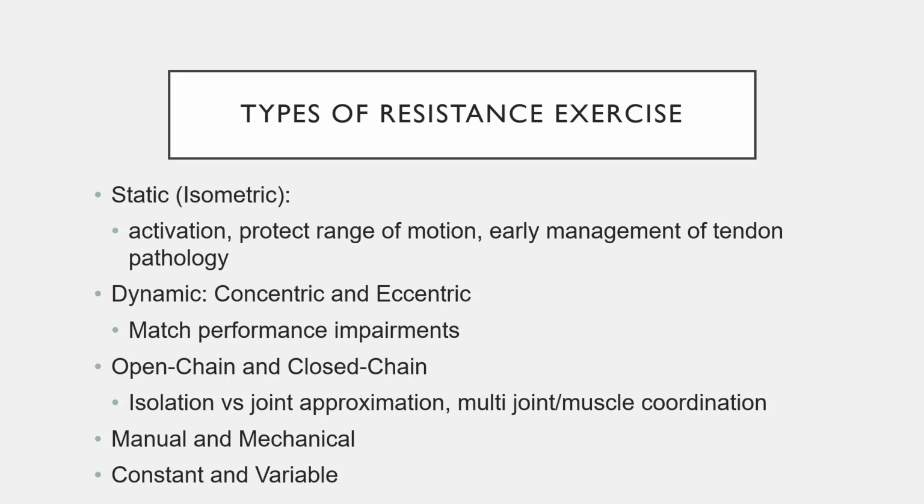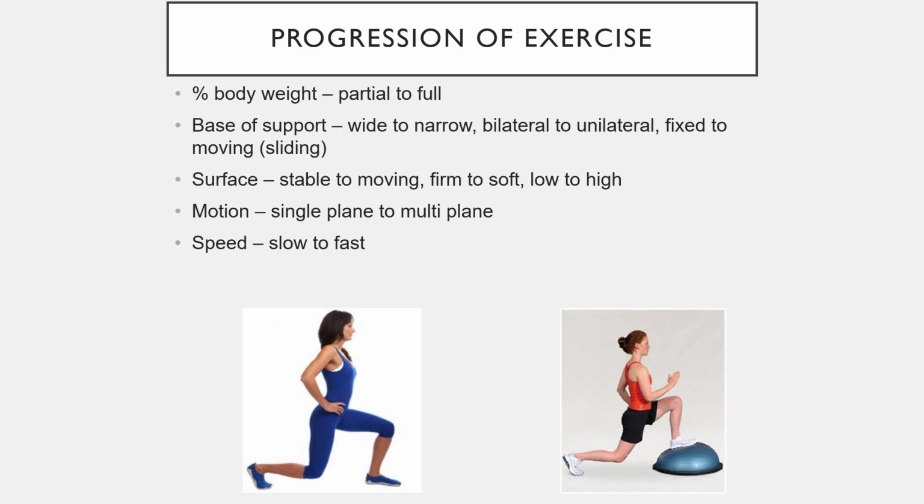Open chain may allow for more muscle isolation if that is desired, while closed chain has the benefits of function, joint approximation, and stability. However, with multiple joint and muscles coordinating, there is a higher risk for compensation. You must also determine when manual versus mechanical or consistent versus variable resistance is most beneficial. In general, we can use this list to help guide progression of exercises.